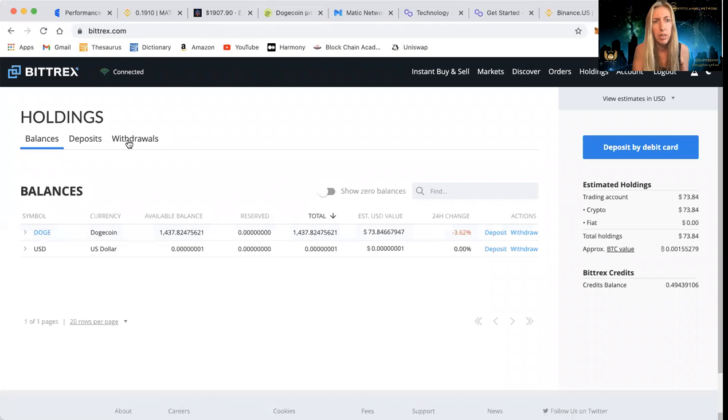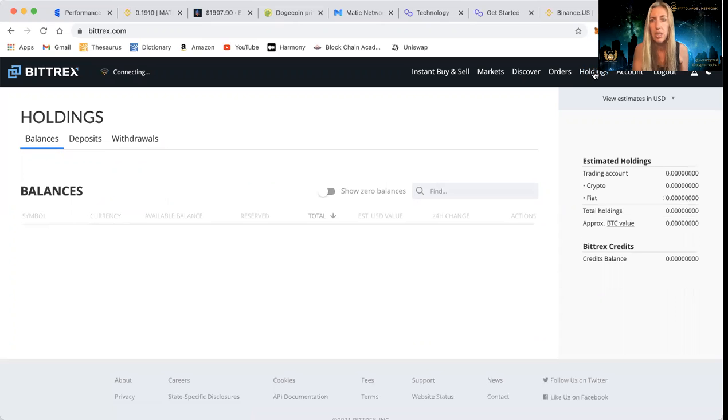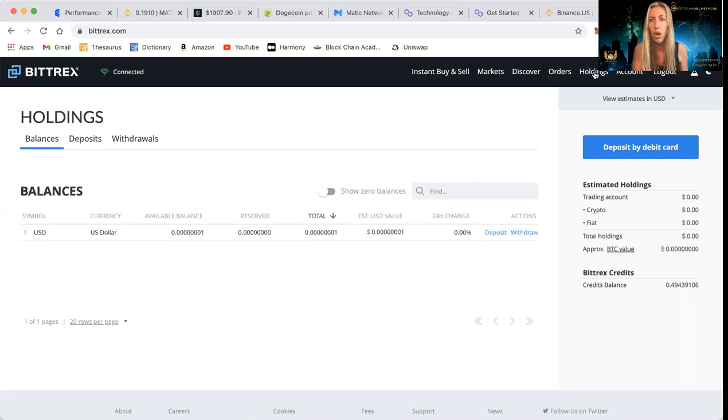Has it gone? Let's see. Withdrawals. You have no pending withdrawals. So it must have gone through. And my account, my holdings. Let's just go here. You see, original Doge was not on Binance US initially, and so I bought on here. It says that I have 0 in here.